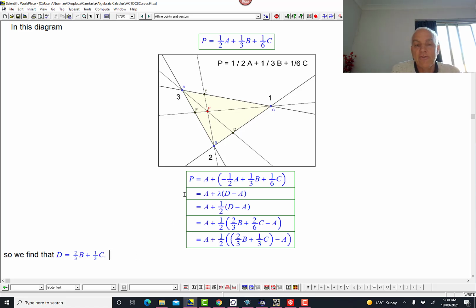Another immediate consequence of this is that the vector from A to P is 1/2 of the vector from A to D. So how do we express that? Well, the vector from A to P is P minus A, and that's going to be 1/2 of the vector from A to D, which is D minus A. So you see that this expression and just simple manipulations, just using grade 3 or maybe grade 5 algebra, allows us to express P in such a way that we can immediately identify what this point D is and what the ratio of these vectors are here.